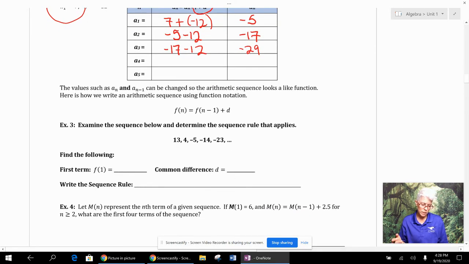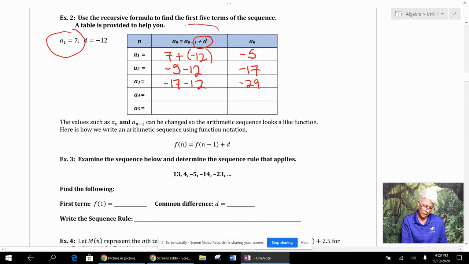The values such as a subscript n and a subscript n minus 1 can be changed so the arithmetic sequence looks like a function. So here we go back to functions again, and we're going to close with this. Let me come back up here. We're going to look at this, and I want you to compare it to this. It looks pretty much the same, right?